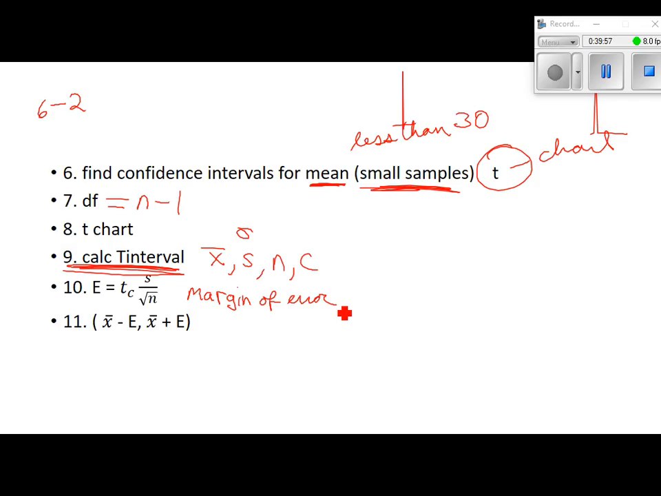Give me a confidence level, 90. So we do 0.90, that's our TC. Give me an N. 60. Oh, 20. If N is 20, what's our DF? 19. And all you do is use those two, go to the T chart.